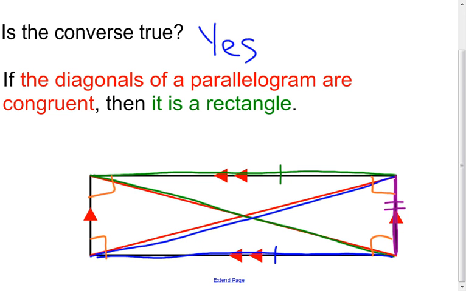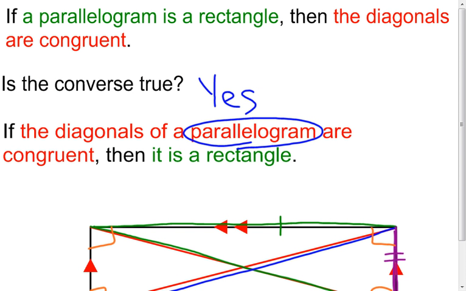Now the thing you have to be very careful on this one is this piece right here. If it's not a parallelogram and the diagonals are congruent, it's not necessarily a rectangle. But if it's a parallelogram and the diagonals are congruent, yes, it will be a rectangle. And that's going to conclude the lesson portion of my video on rectangles.